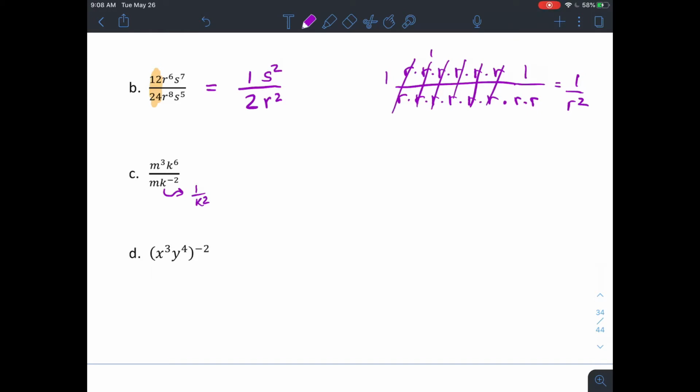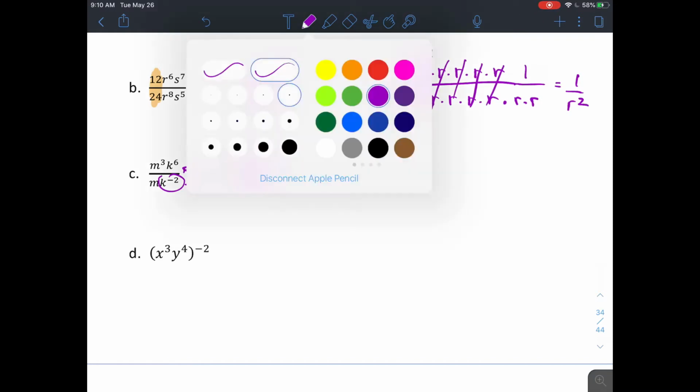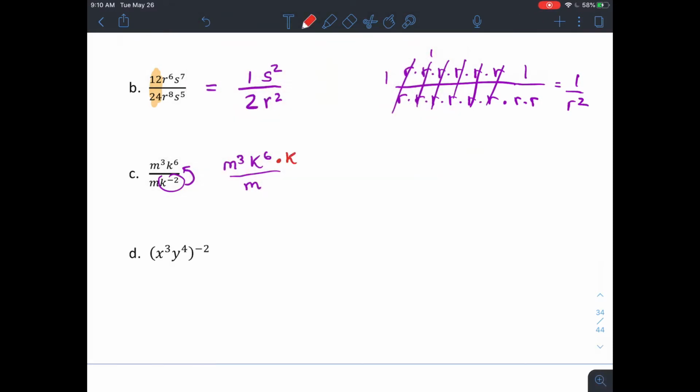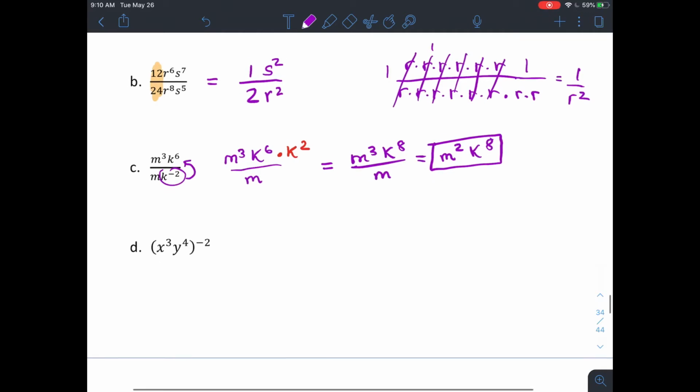Now for a negative exponent. That's basically a 1 over k squared in your denominator, which means you'll end up multiplying by k squared over 1. But usually we kind of shortcut this and go, oh, well, it's a negative exponent in the denominator of a fraction. That's just going to flip it and move it up top. So you'll have your m to the third, k to the sixth times your k squared that moved on top, which will give you k to the eighth over m. And then you could divide out one factor of m and just have m squared, k to the eighth.